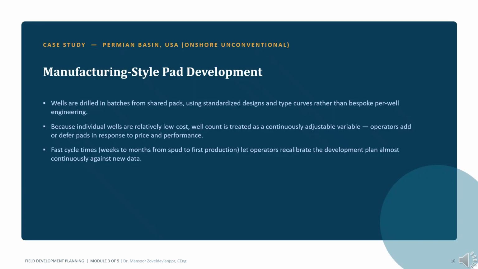The Permian Basin is an excellent example of manufacturing-style development. Wells are commonly drilled from multi-well pads using standardized designs and established type curves. Because individual wells are relatively inexpensive, operators can continuously adjust drilling programs based on commodity prices and field performance. Fast cycle times allow companies to learn from new wells quickly and incorporate that information into future development plans. This flexibility is one of the defining characteristics of unconventional onshore development.